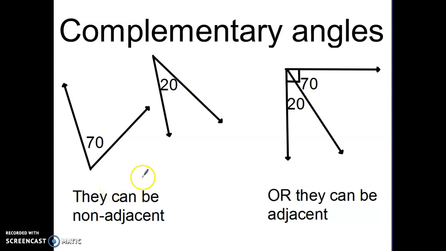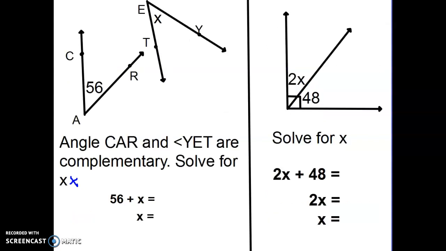The difference in these images is that here we're seeing complementary angles that are non-adjacent, meaning they don't have a common vertex or a common side. And then here they are adjacent, meaning they share a common vertex and a common side. This ray here that I'm highlighting in blue down the middle just kind of splits this right angle into two, so they are adjacent.